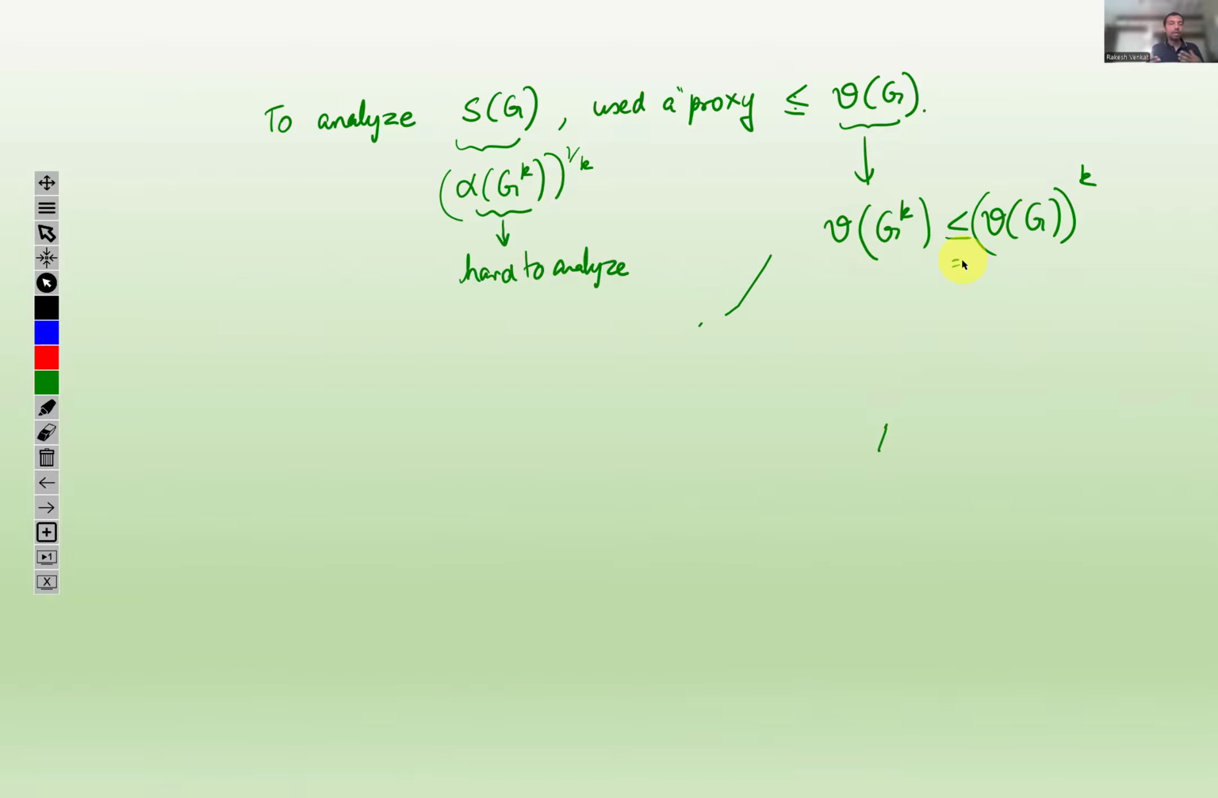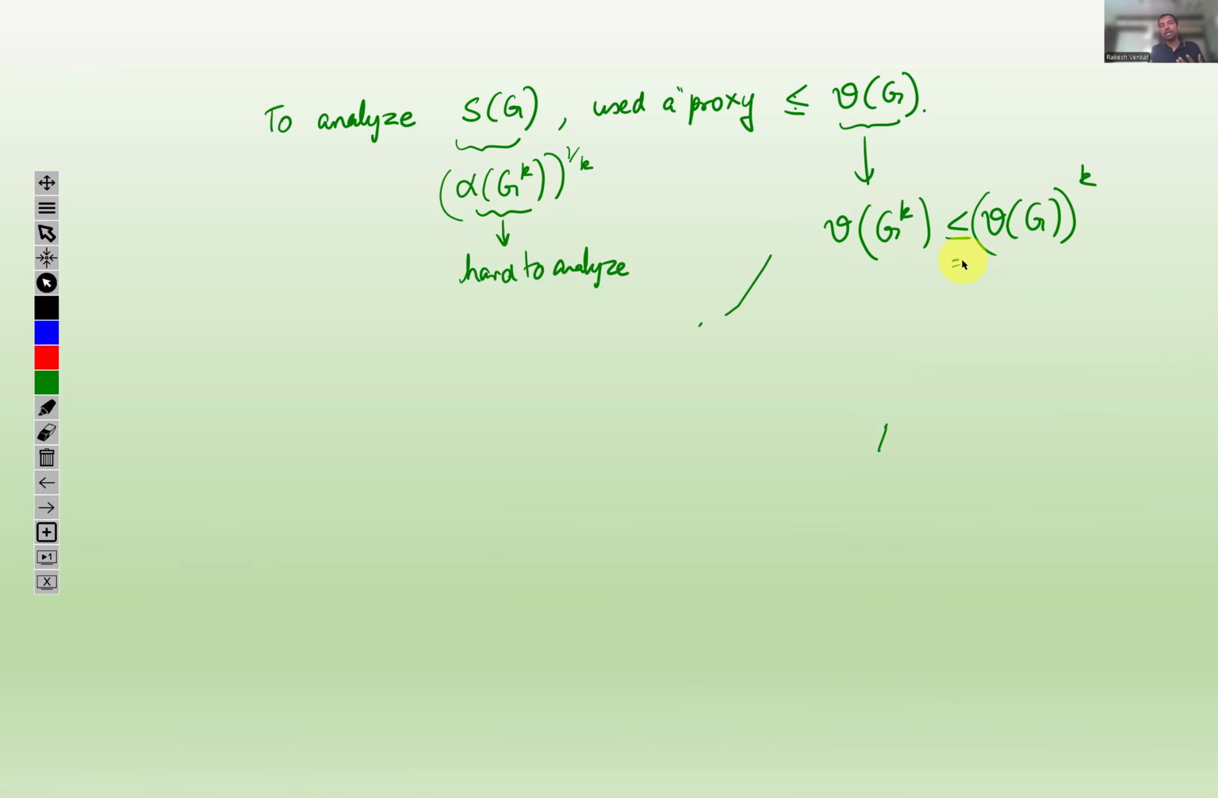Okay, so multiple questions that you can ask at this point, right? So theta of g is finally a bound on the Shannon capacity in some way, right? But is this tight? Is the Shannon capacity actually equal to theta of g for all graphs? Or for what graphs does it actually turn out to be equal? Okay, so these are the kind of questions that we'll discuss more in tomorrow's lecture.